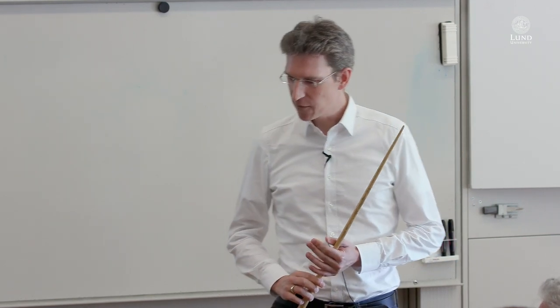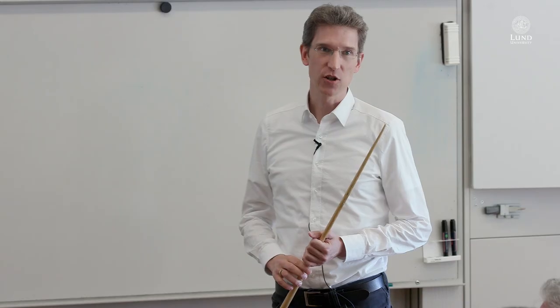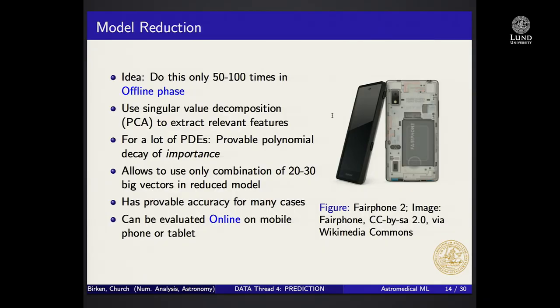So therefore, you use a technique that is called model reduction. You generate snapshots. You do this 50 to 100 times in a so-called offline phase, and you generate your data to build a reduced order model. For these problems, you then have 50 solutions. So for different possible geometries, you have 50 different flow solutions. And then you use a principal component analysis, meaning singular value decomposition, to extract relevant features.